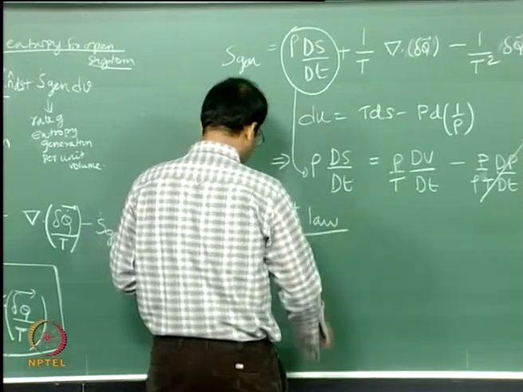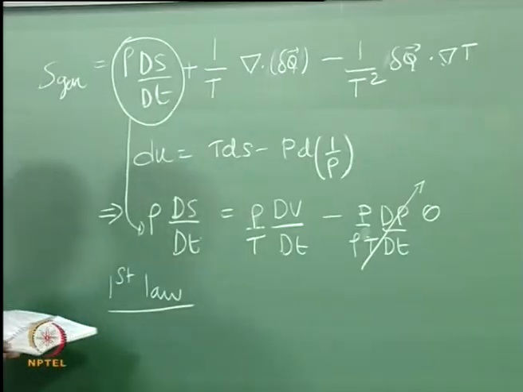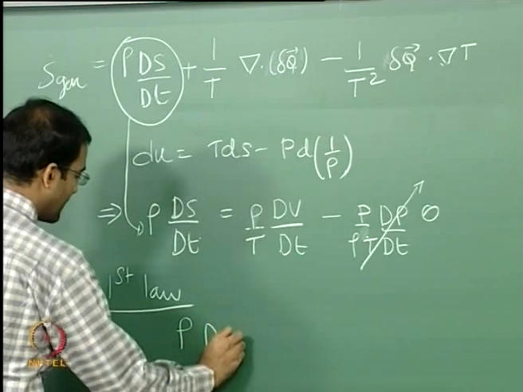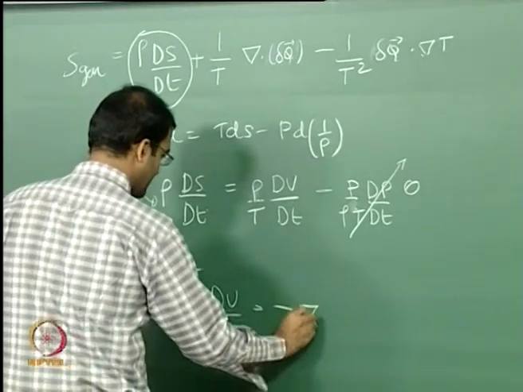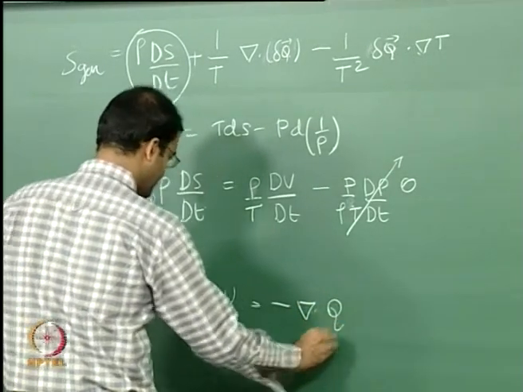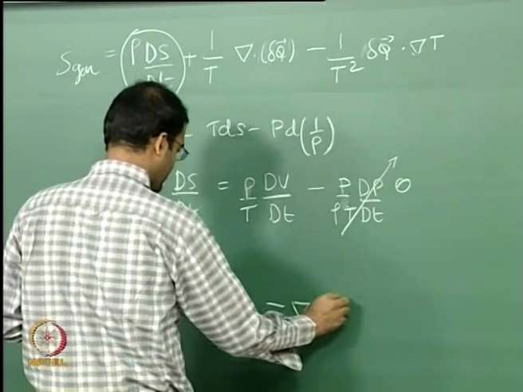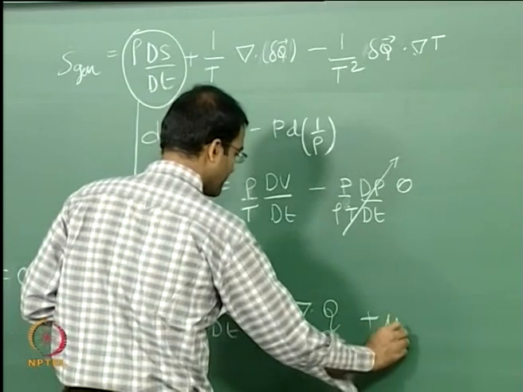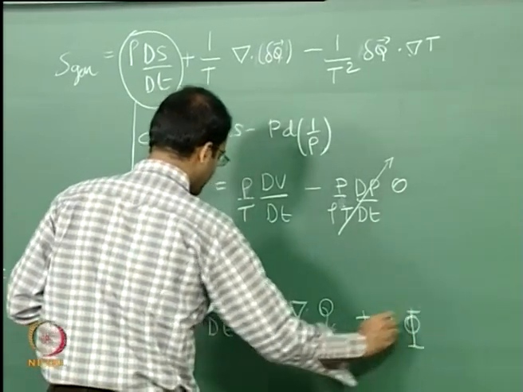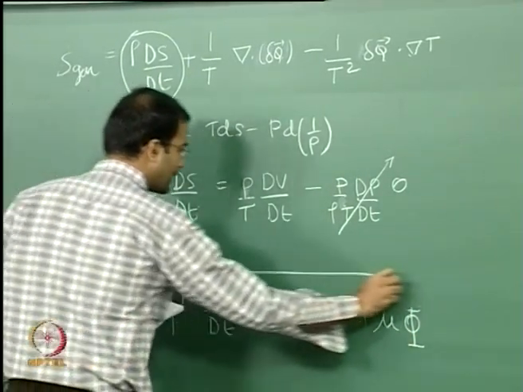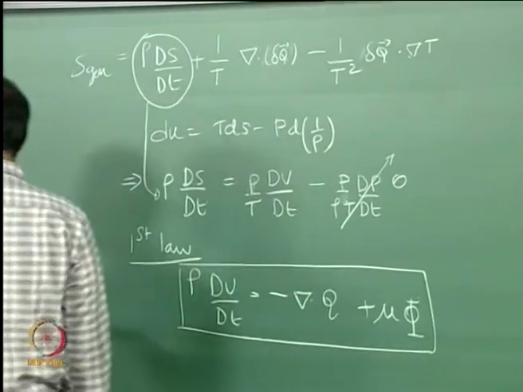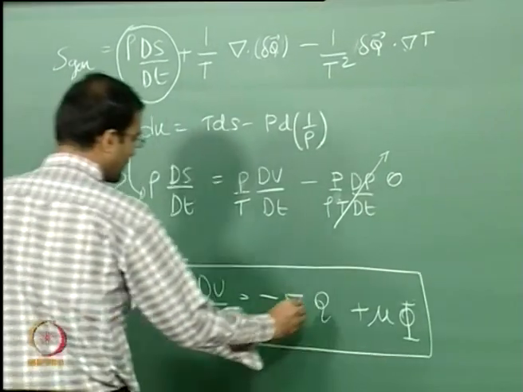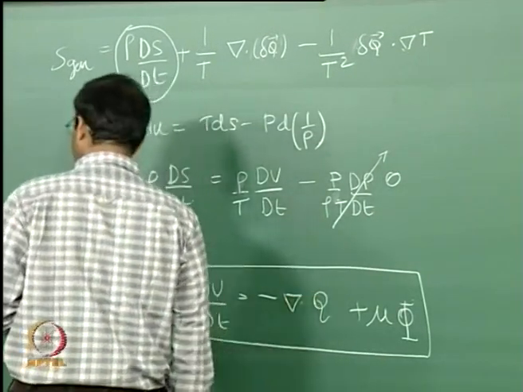If you write the first law, so you write rho du by dt should be equal to minus del dot q, plus mu phi. So I am writing in the final coordinate free representation. Instead of saying del dot q, you can also say del dot del q.